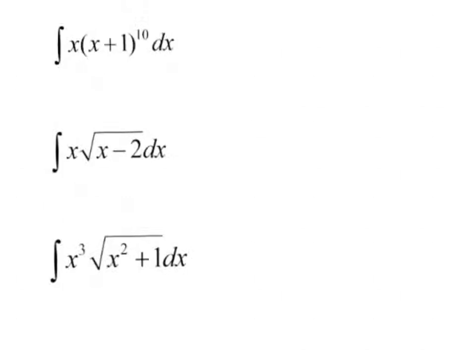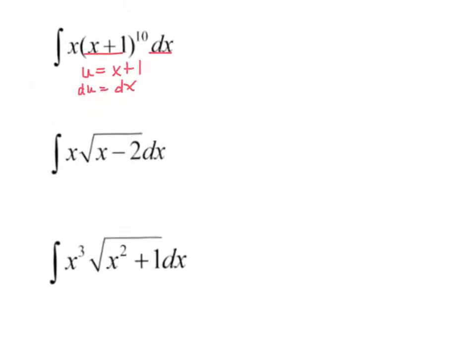So we have a substitution with one extra step, and let me show you what I mean. If I make u equal to x plus 1, then du is equal to just dx. So where I'm at here is I've got this is u, and this is du. Okay? Now, unfortunately, that doesn't help me get rid of this thing in the front.